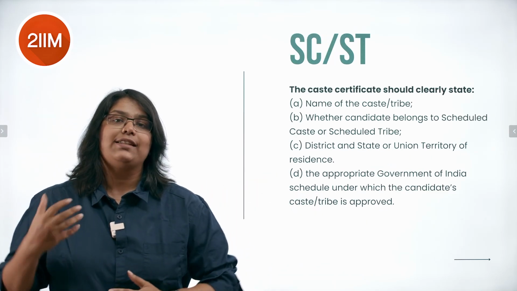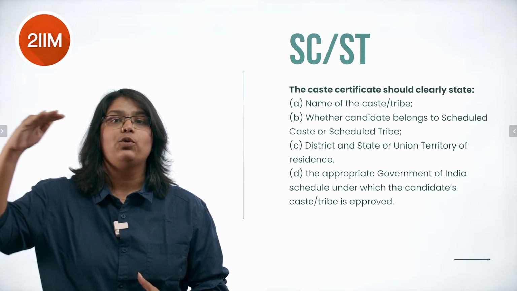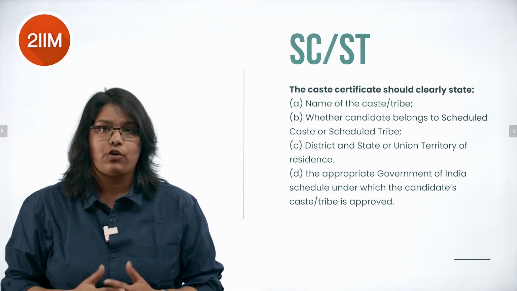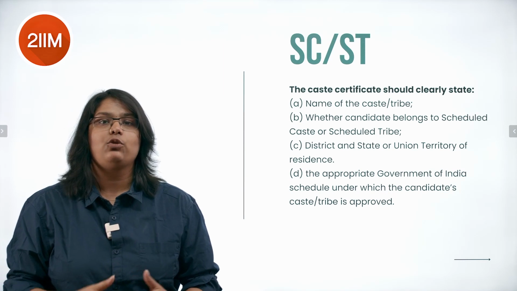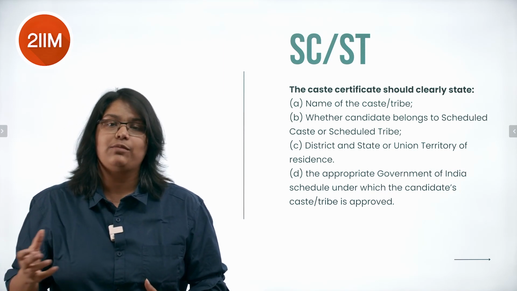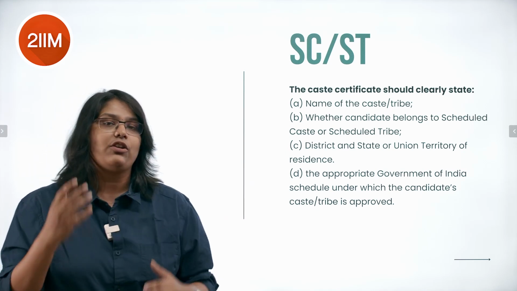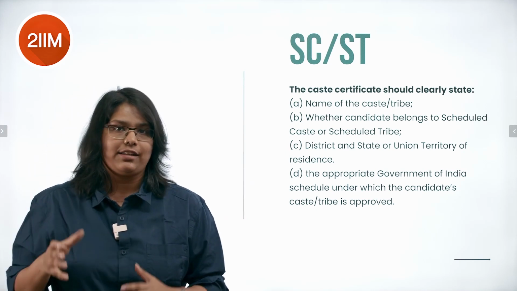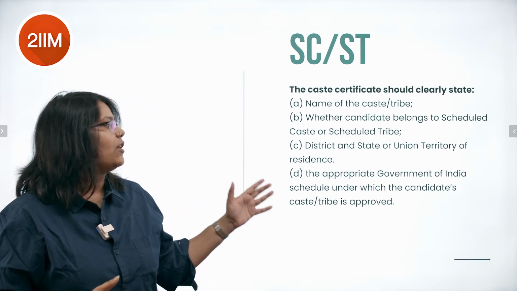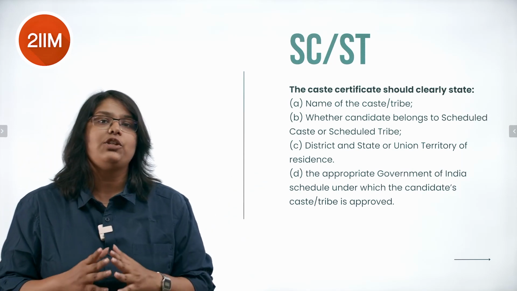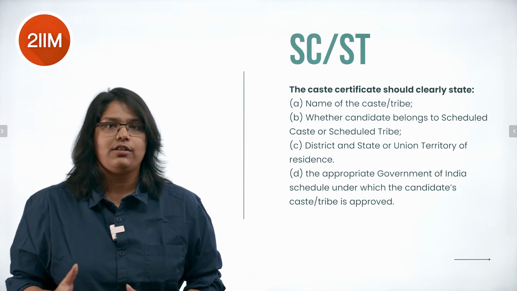Now, when it comes to the SESD category, it is important to have a few details that are mentioned in your certificate for sure. So some of those details include the name of the caste or the scheduled tribe as mentioned by the Government of India. In addition to that, you must check whether you are having your district, state or union territory details in the certificate. You must also check if the appropriate Government of India schedule under which your caste or tribe appears is also mentioned in the certificate.